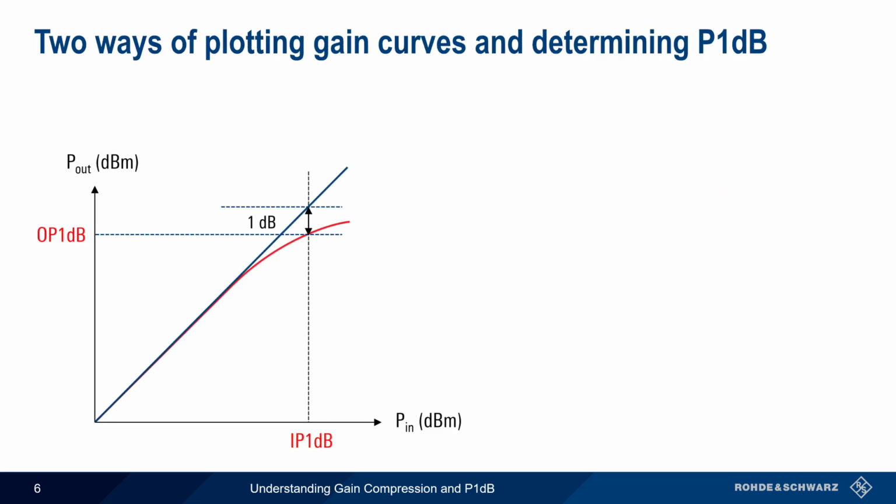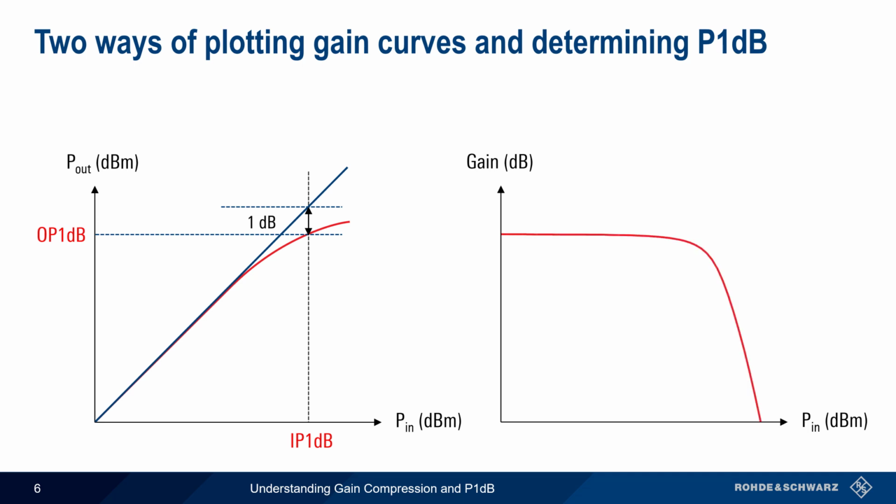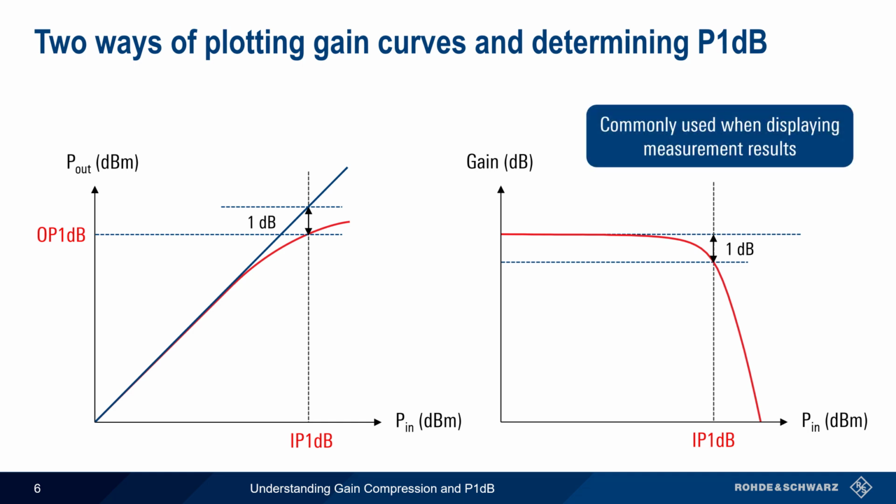This plot of output power as a function of input power is the classical way of describing or explaining compression and P1dB. However, we can also plot gain as a function of input power. In this case, we would get a horizontal line that curves downwards when compression occurs. Determining the point at which this straight line droops or falls by 1 dB gives us the input 1 dB compression point. This graph of gain versus input power is commonly used when plotting measured values and when calculating P1dB, in part because it makes it easier to visualize the decrease in gain that occurs as a device goes into compression.